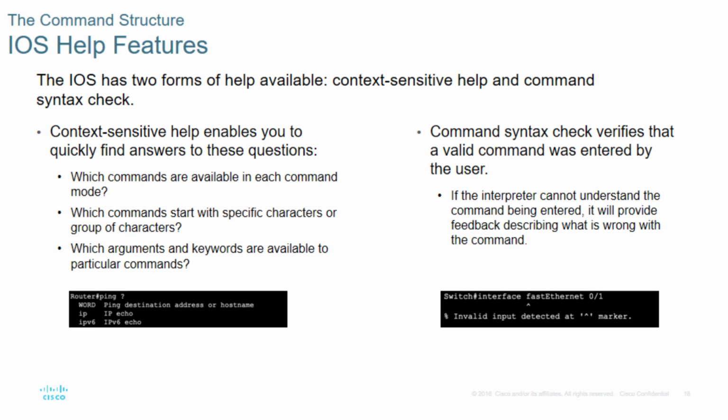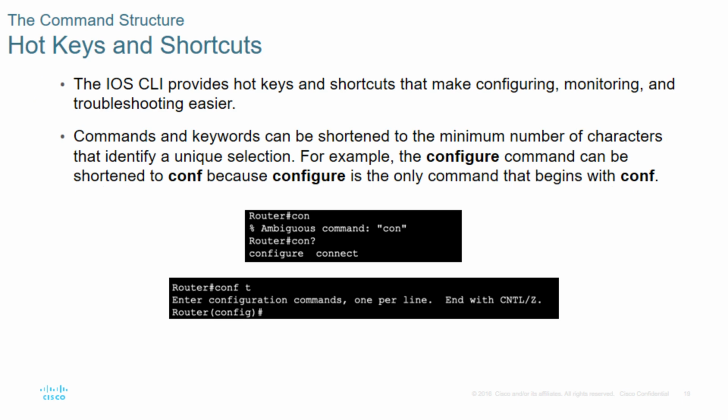And when a command is entered, the command line interpreter evaluates the command from left to right, right? So if the interpreter understands the command, the requested action is executed, and the CLI returns to the appropriate prompt. However, if the interpreter cannot understand the command being entered, it will provide feedback describing what is wrong with the command.